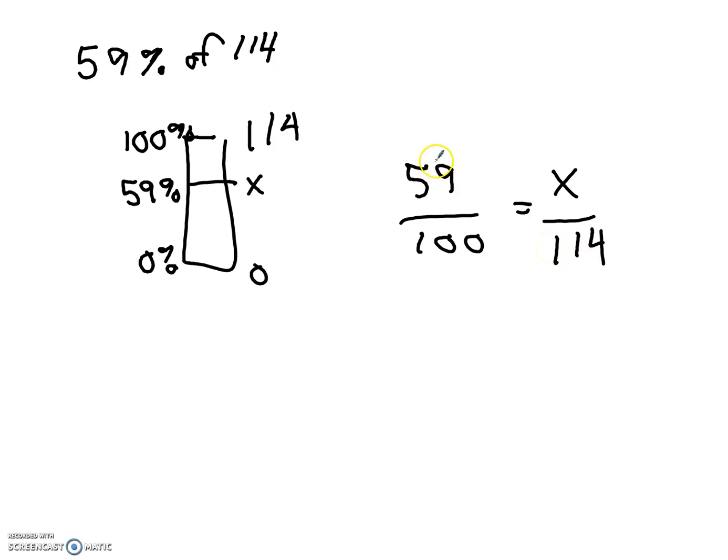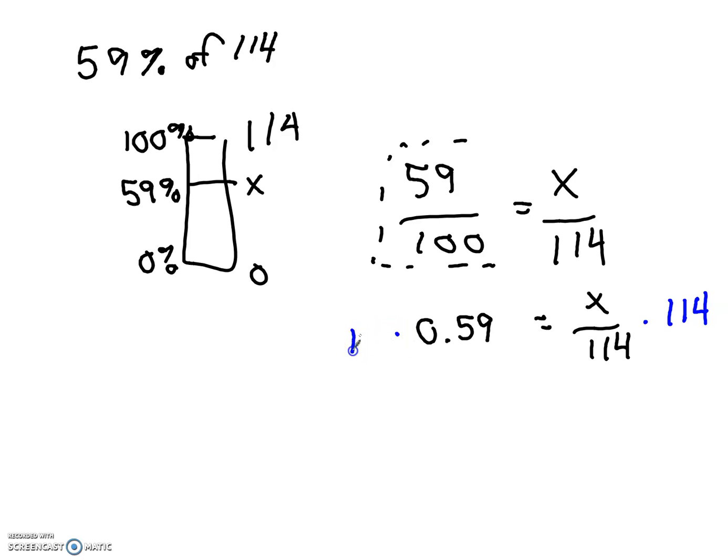Well, here's the deal. I could just take this 59 out of 100 and write it as 0.59, because when you take 59 divided by 100, that's what you get. And so 0.59 has to equal X over 114. You probably remember that to solve something like this, if X is divided by 114, you can undivide it by multiplying by 114. So then you end up with X equals 114 times 0.59.